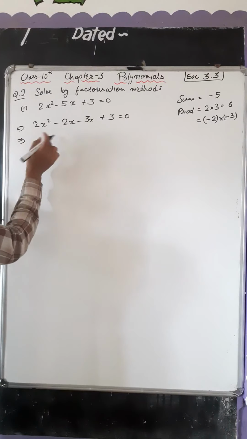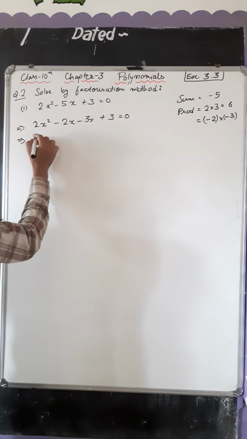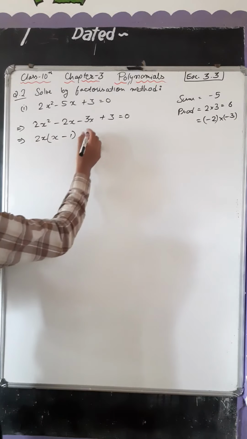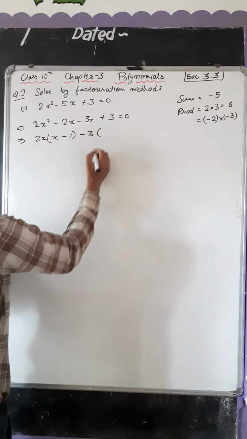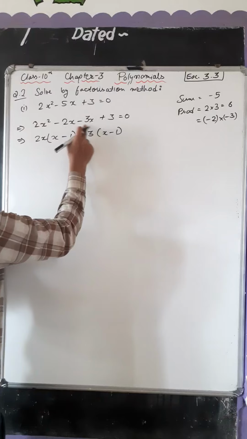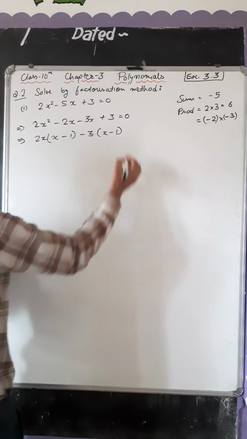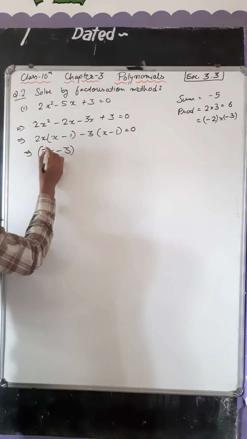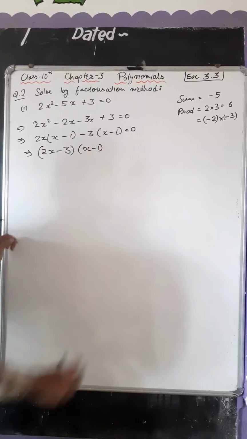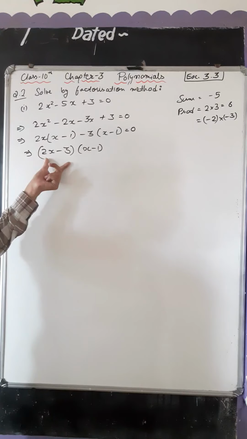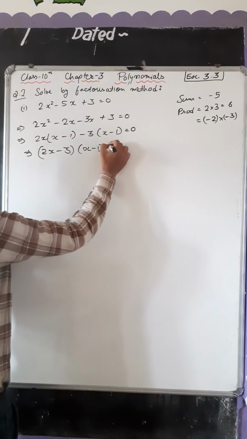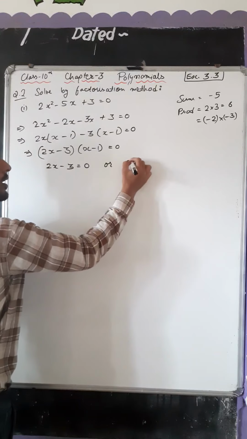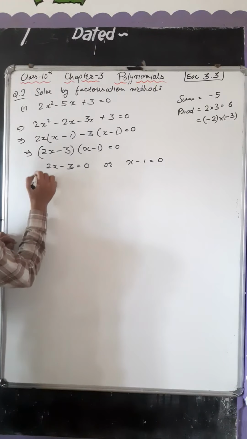Now what will be the next step? What is common here? 2x is common. What do you get inside? x minus 1. What is common here? Minus 3 is common. We get this minus 3. You get x minus 1 inside and this is equal to 0. So (2x minus 3)(x minus 1). 2x minus 3 is one factor, x minus 1 is the other factor, and this is equal to 0. You can write 2x minus 3 equals 0 or x minus 1 equals 0.